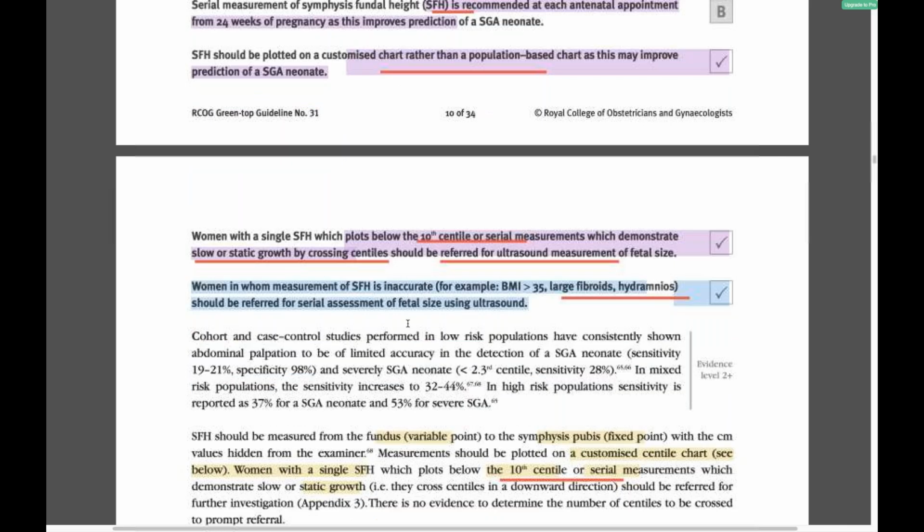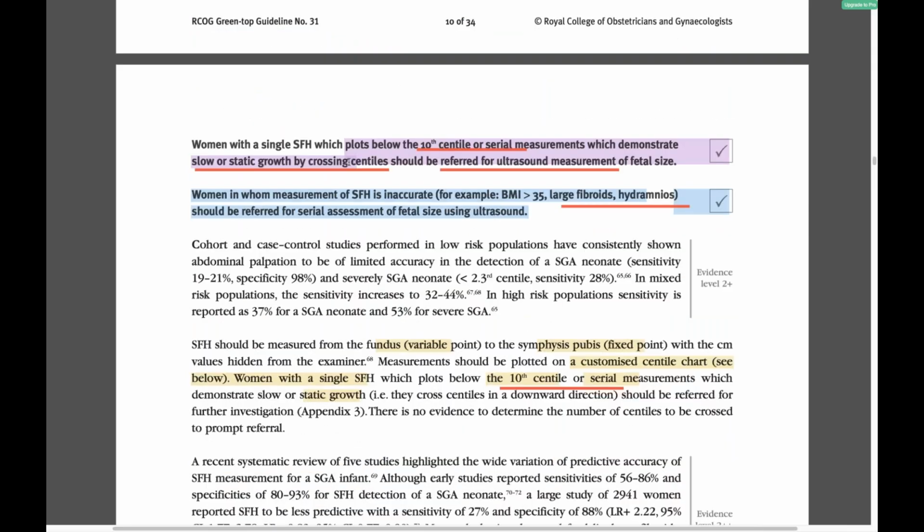And if you find that the symphysis fundal height is less than 10 centile, then what will you think and what will you do? She should be referred for ultrasound measurement of fetal size. Yes, she will be put in that SGA pathway.